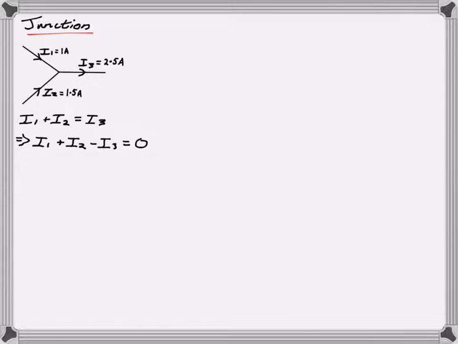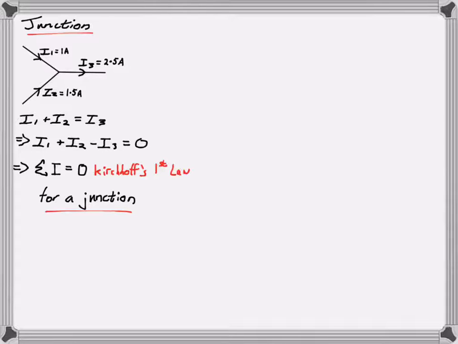Why do we make I3 negative? Well, basically, when dealing with Kirchhoff's first law, any current values leading towards a junction are assigned a positive value, and any current values leading away from a junction are assigned a negative value. So when we add up the current values for a junction, we just have to keep that in mind. So we can rewrite this as the sum of the currents equals 0, and this is for a junction. That's Kirchhoff's first law, so we put that in a box.